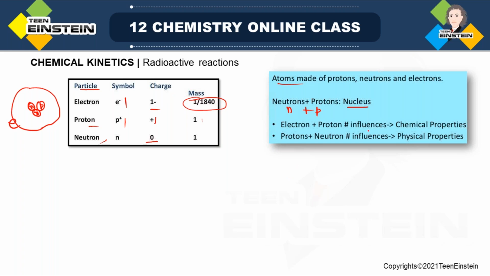Now, what is the basic difference between radioactive reactions and chemical reactions? Chemical reactions involve only electrons. But when we are talking about radioactive reactions, it is basically the reaction of the nucleus. So that is the difference. Electron and proton, these two together actually influence the chemical properties. But when it is the number of protons and neutrons, where we are not involving electrons, in that case it will influence physical properties. So if there is the same number of electrons but a difference in the number of protons and neutrons, physical properties will be different.